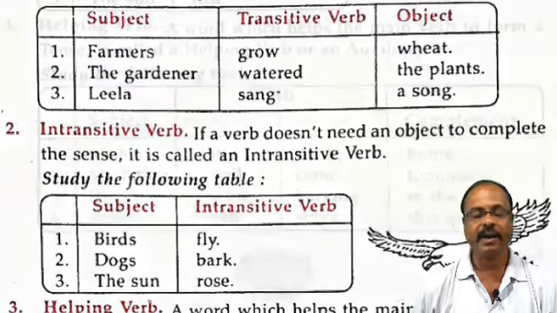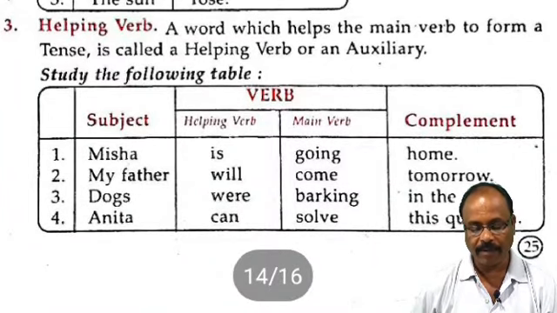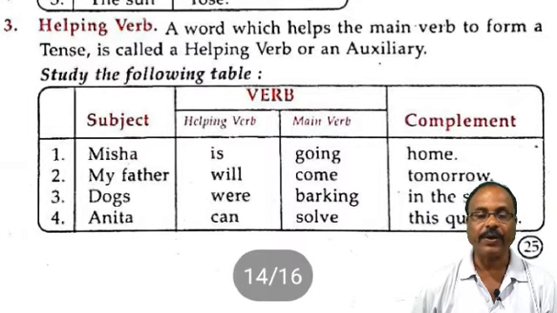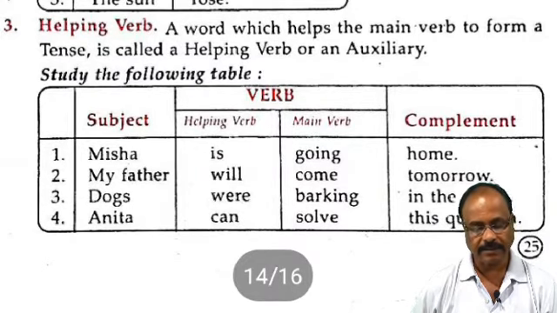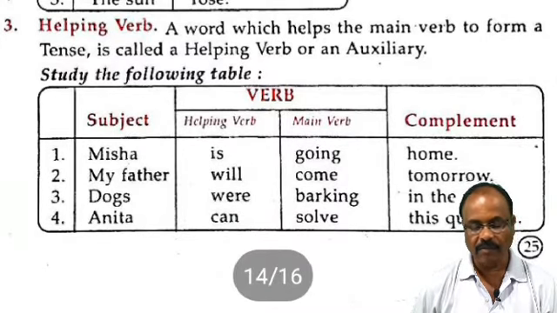Then point number 3, helping verb. A word which helps the main verb to form a tense is called a helping verb or an auxiliary. For example, Misha is going home. Here helping verb is is. My father will come tomorrow. Here you see, will is the helping verb. Dogs were barking in the streets. Here, where is the helping verb? Anita can solve this problem. Here you see, can is the helping verb.